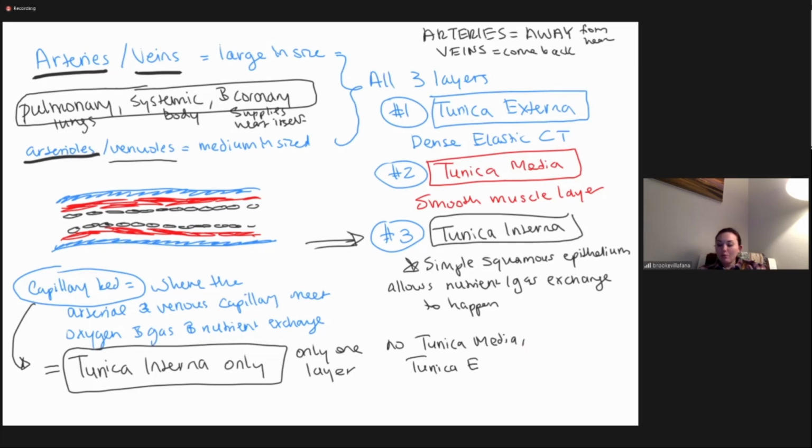This is important because what we're going to learn about right now is that the tunica interna can change and open up and develop holes that allow the passage of certain things to go in and to go out of it.